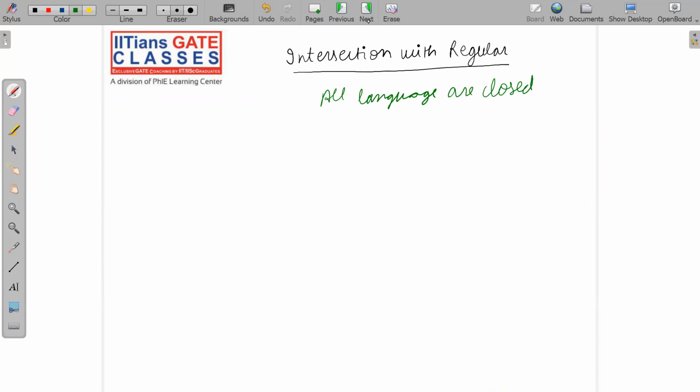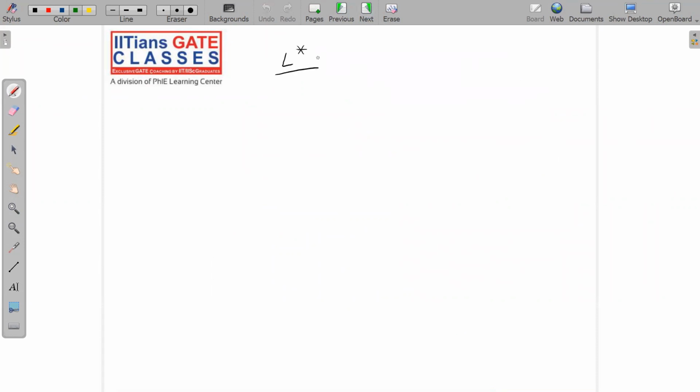Okay. Union with regular, intersection with regular. Okay. What about this? This is Kleene closure or Kleene star. In Kleene star, what does it mean? L star means L power 0, union L power 1, union L power 2, union L power 3, union L power 4, dot, dot, dot, up to infinity.